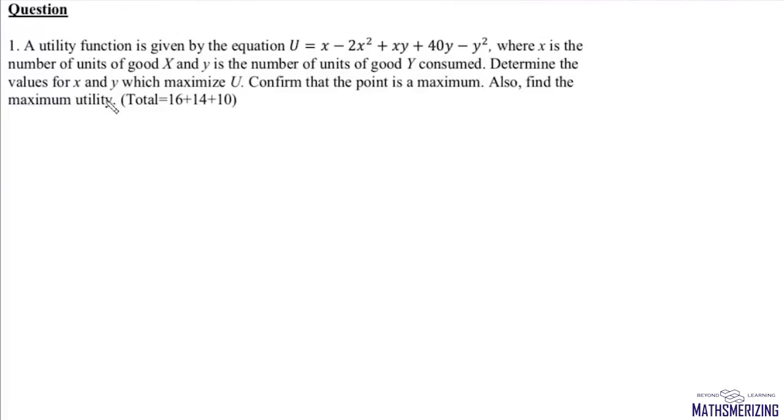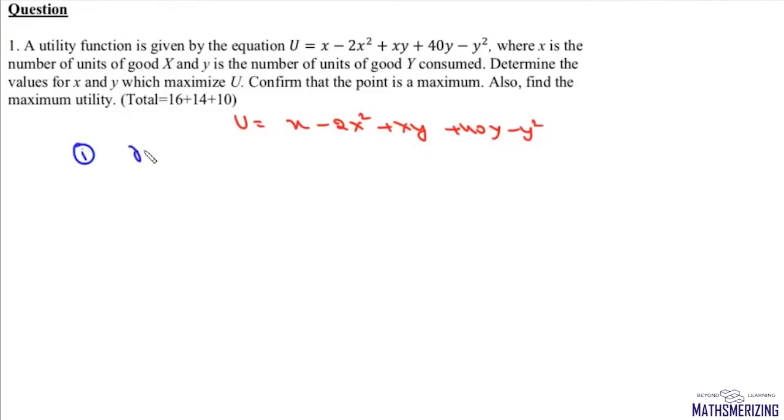We need to determine values of x and y which maximize u. We have to confirm that the point is a maximum, and also we need to find its maximum utility. So we are given this utility function, which is u equals x minus 2x square plus xy plus 40y minus y square. Now first step, we'll find its critical points.